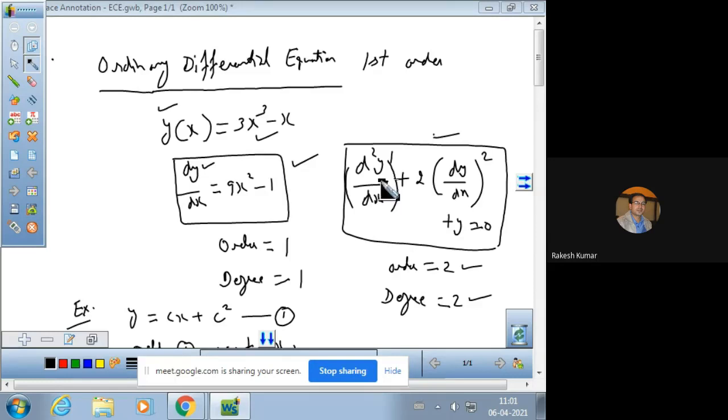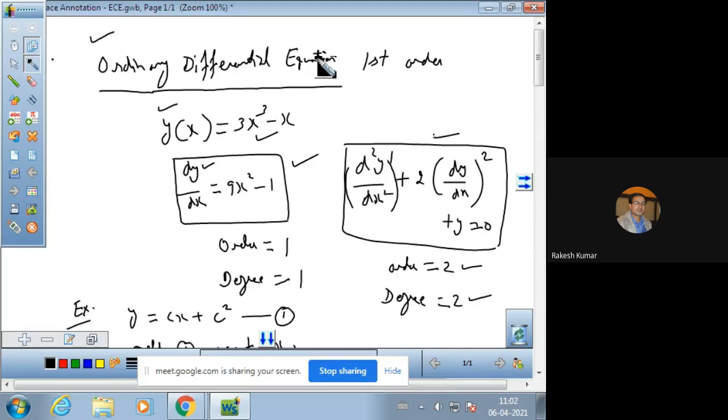Similarly, if we have a differential equation like this, in which a double order derivative is there, that is d square y by dx square plus 2 times (dy by dx) whole square plus y is equal to 0, then because it involves differentials, it is also said to be a differential equation, because ordinary derivatives are involved in these two equations. So that is why these equations are said to be ordinary differential equations.